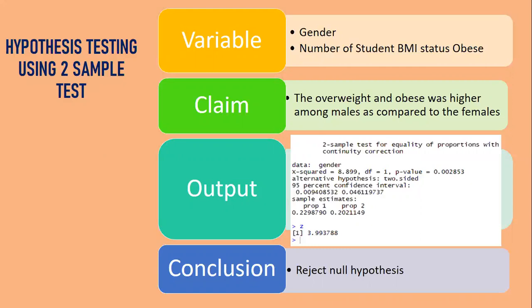The P value is the area to the right of the test statistic, equal to 3.99. Since the P value is less than the critical value, the Z value fell in the critical region and we can reject the null hypothesis. There is sufficient evidence to reject the null hypothesis.